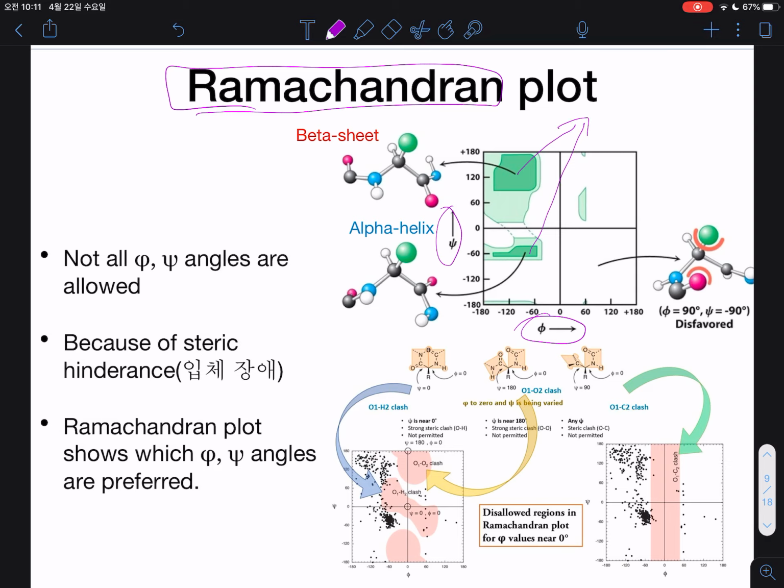Here, the darker colors mean these are popular, highly populated regions. This means these combinations of phi psi angles are preferred, and pale colors mean less preferred. And these white regions are forbidden regions. Okay.